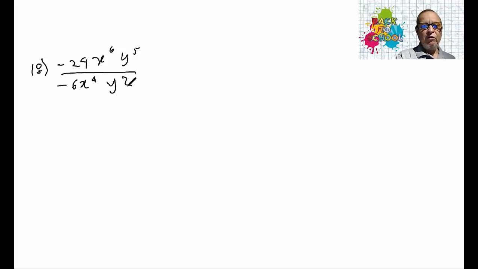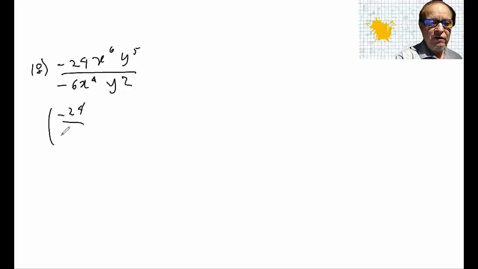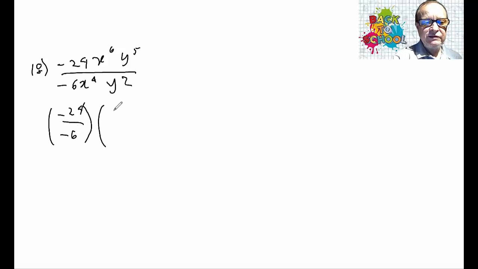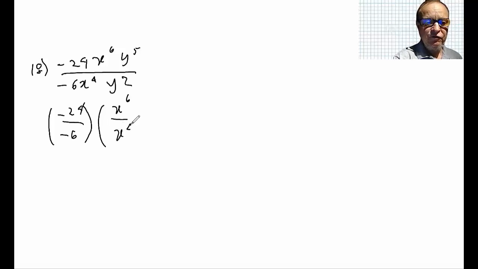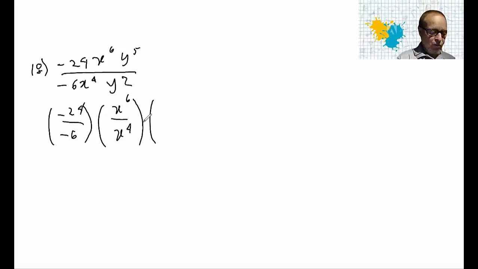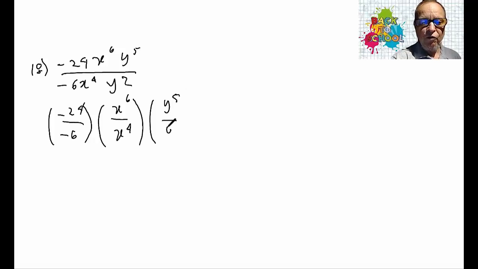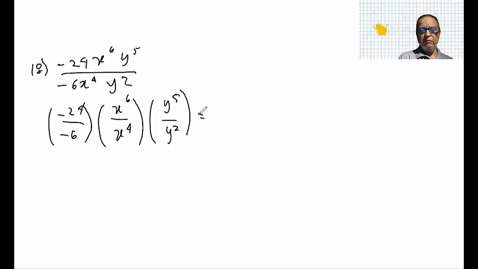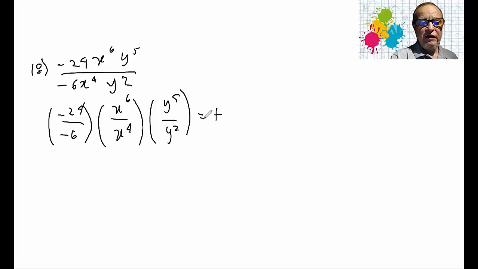Now, as before, we'll put our numbers in one bracket, negative 24, negative 6, and we'll put our x's in another bracket, x to the 6th, x to the 4th. Then we'll put our y's in a final bracket, y to the 5th, y squared. Then we'll work out each of them separately as we've done before. We know a negative over a negative is a positive, and 6 goes into 24 4 times.